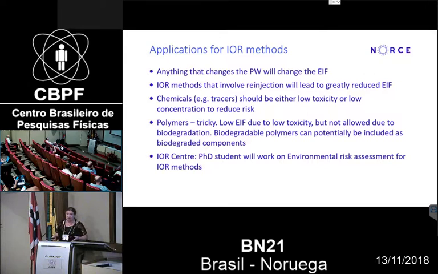So the chemicals that would normally be going out are instead going back into the well. So I have one site where they have 97% reinjection, I think. They have a very tiny EIF value.